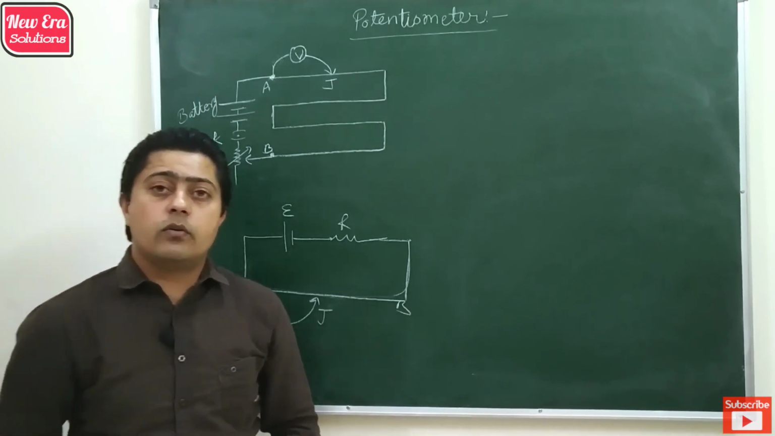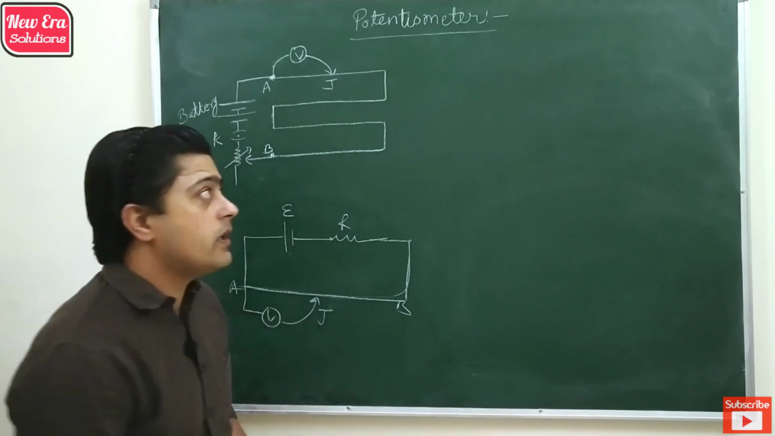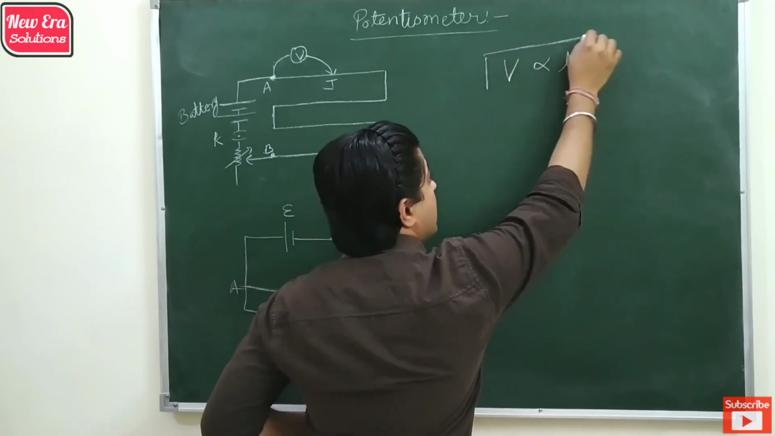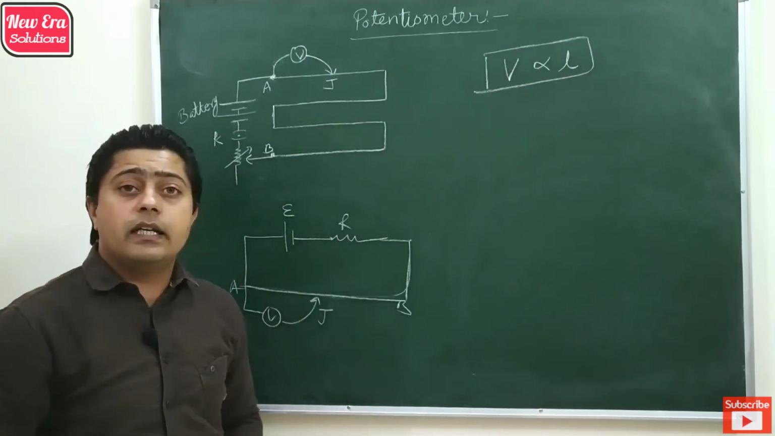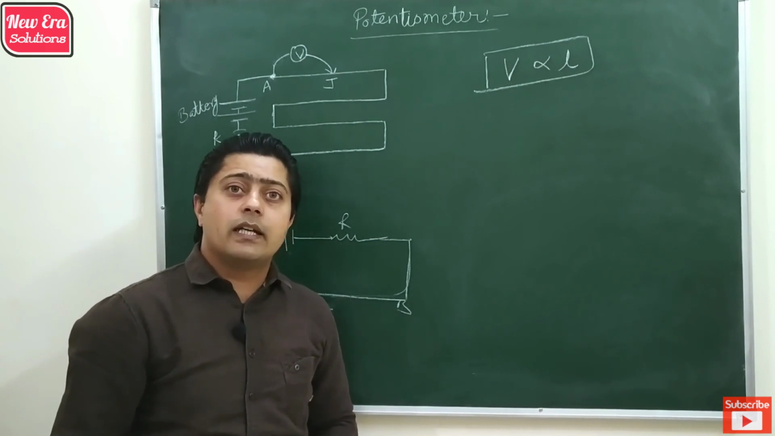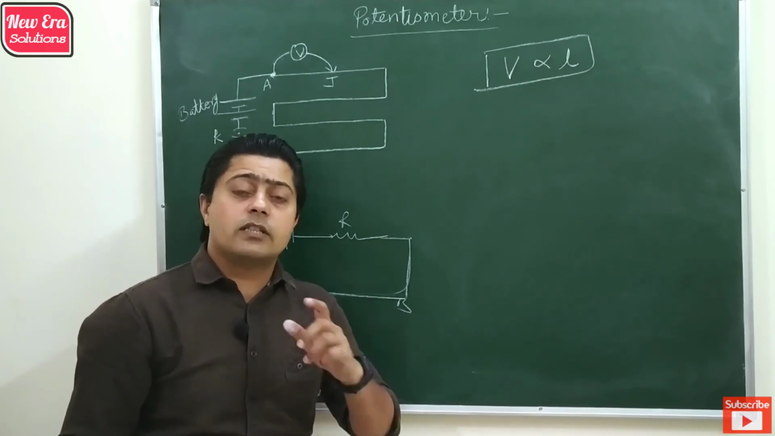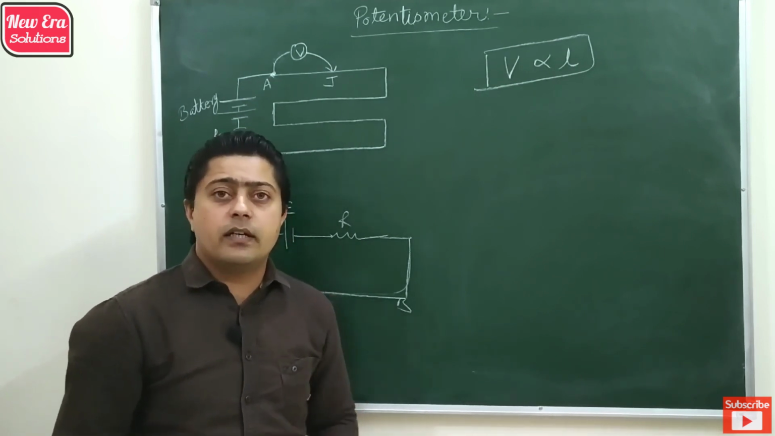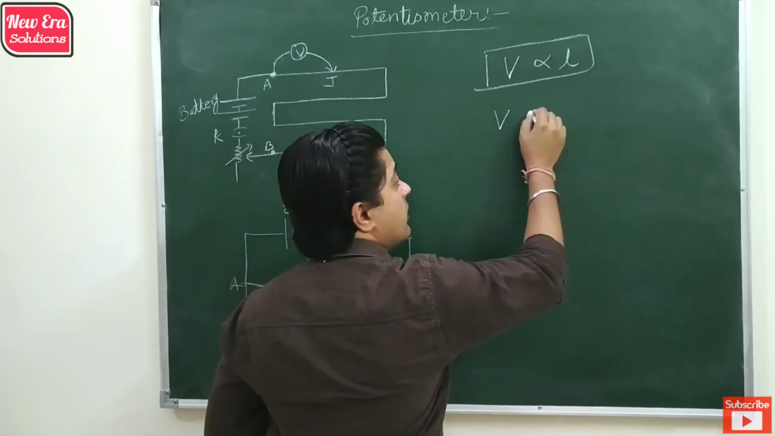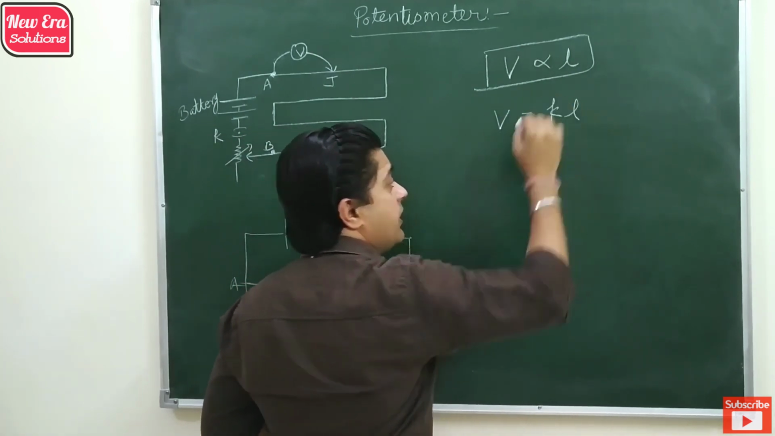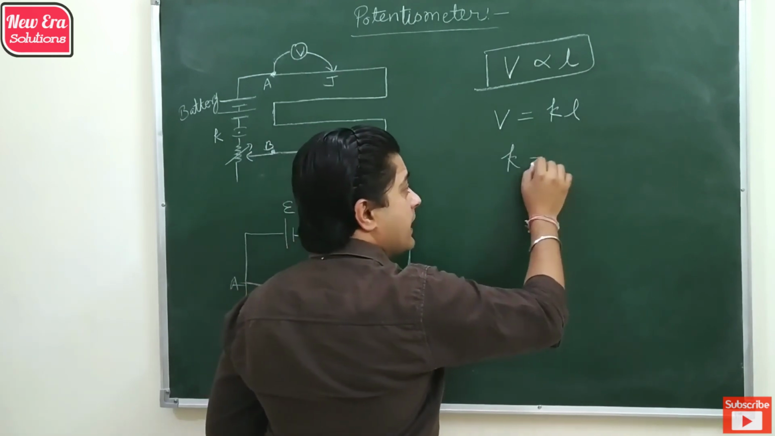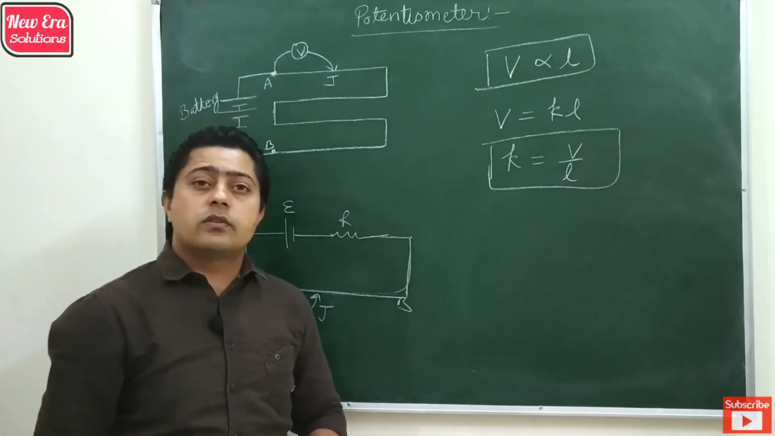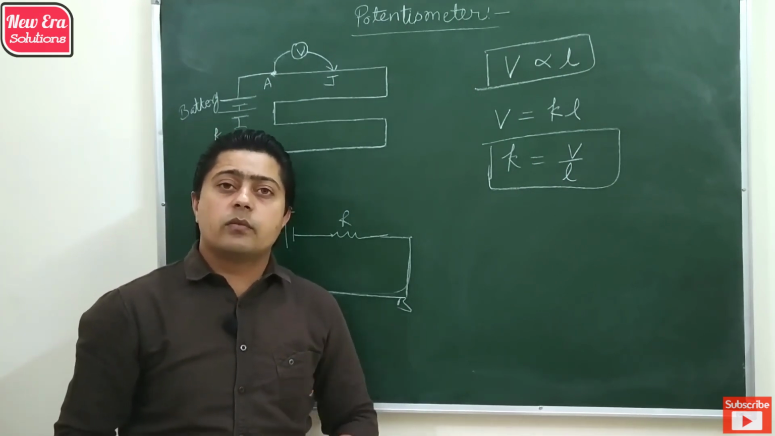Now if we talk about the principle of potentiometer, it works on the principle that the potential across a wire carrying a steady current is directly proportional to its length. So the more length we cover with respect to a fixed point, the more potential we get if the current is constant. And if we remove the proportional sign, we can introduce a constant K, where K is V by L, which is known as potential gradient or potentiometer constant.